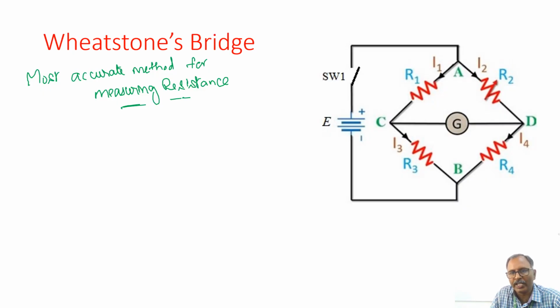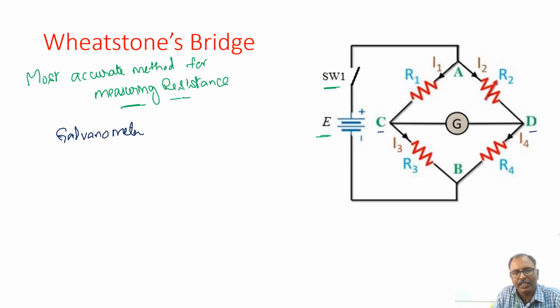Here, four resistors R1, R2, R3, R4 are connected in a bridge manner. Across the nodes A and B, we have connected a voltage source of E through a switch SW1, and a current sensitive measuring instrument is going to be connected across the nodes C and D. Here we have used a galvanometer between the node C and D.